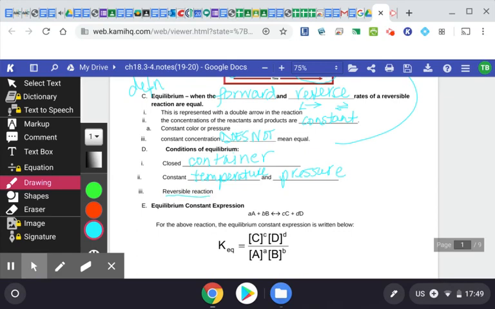For example, burning paper will never be an equilibrium reaction because that reaction is not reversible. You cannot turn the burnt ash back into real paper. It just doesn't work that way. So it has to be a reversible reaction as well.